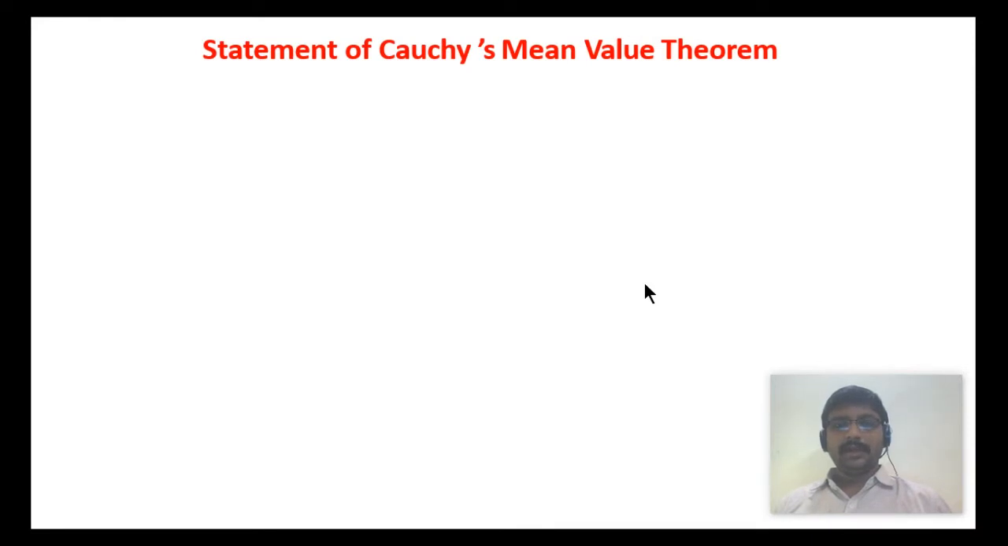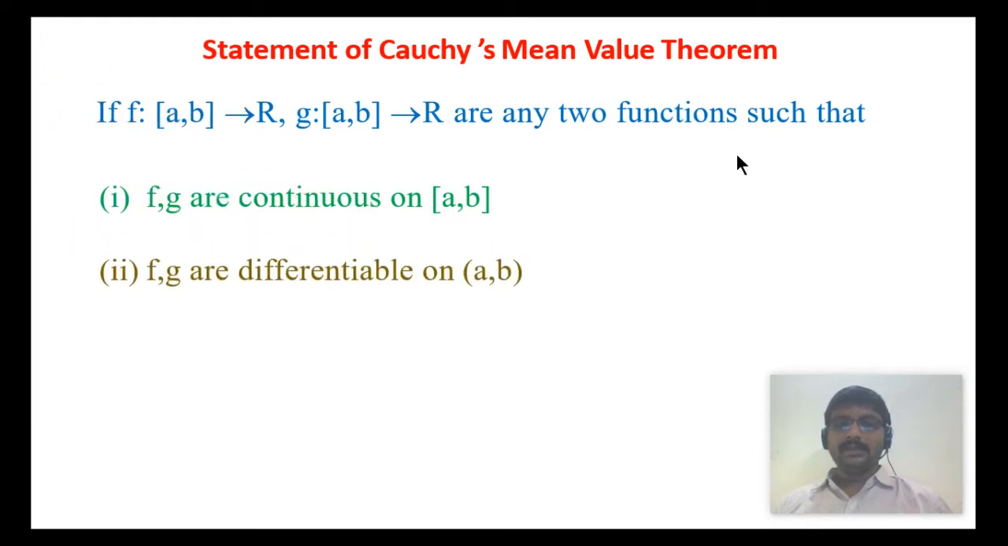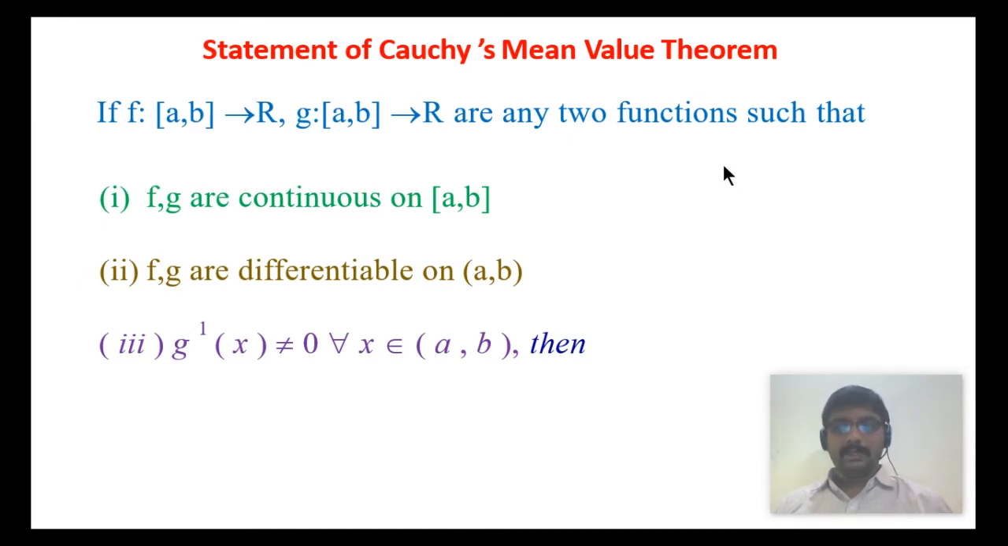Statement of Cauchy's mean value theorem. If f from closed interval [a, b] to R, g from closed interval [a, b] to R be any two functions such that f and g are continuous on closed interval [a, b], f and g are differentiable on open interval (a, b), and g'(x) is not equal to 0 for all x belonging to open interval (a, b).